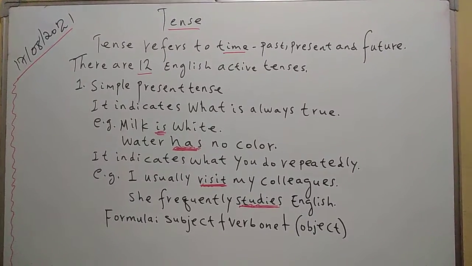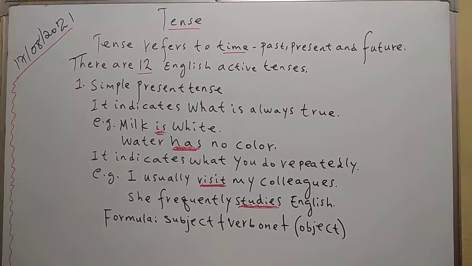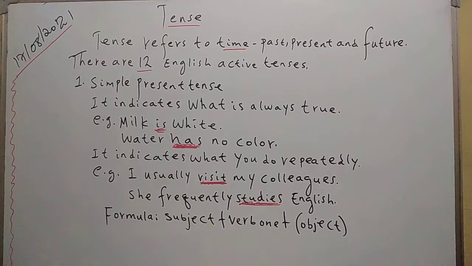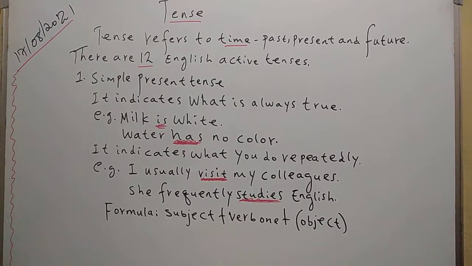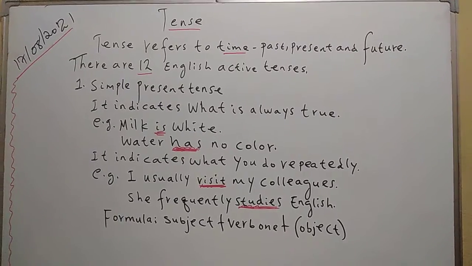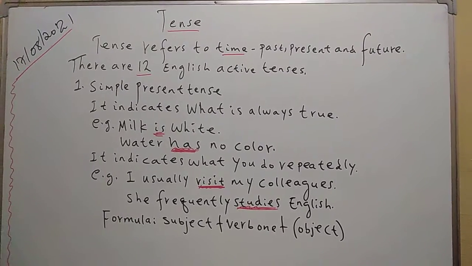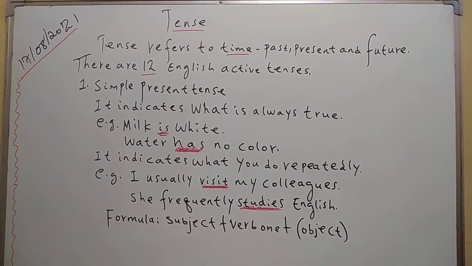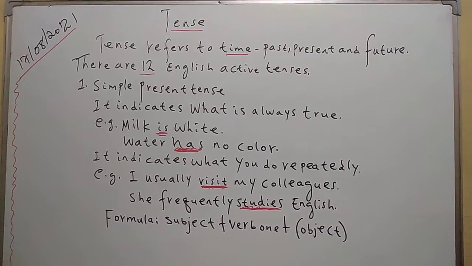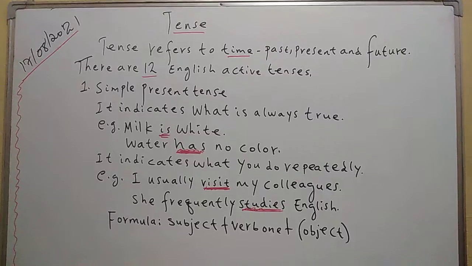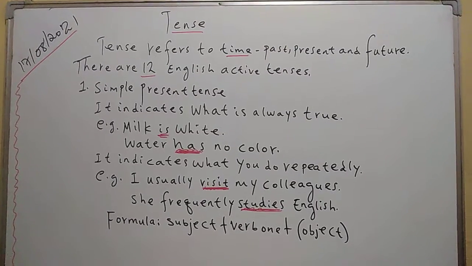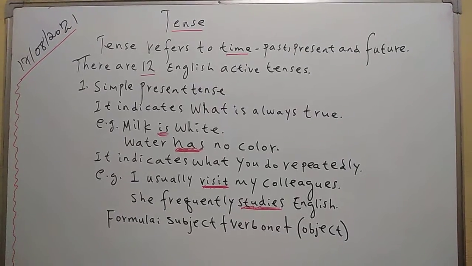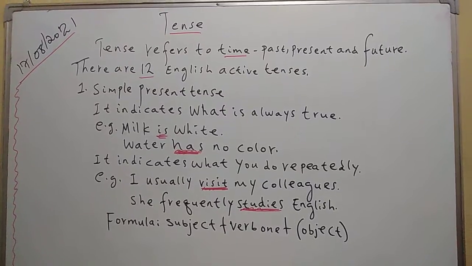So no need to say that water doesn't have any color, or water had no color. No need to say like that. And also simple present tense can be used to indicate what you frequently do or what you do repeatedly. For example, I usually visit my colleagues. So this is what I usually do. Or I frequently, or I repeatedly, or I often visit my colleagues. So in order to indicate what you usually, repeatedly, or frequently do, you can use simple present tense, right?